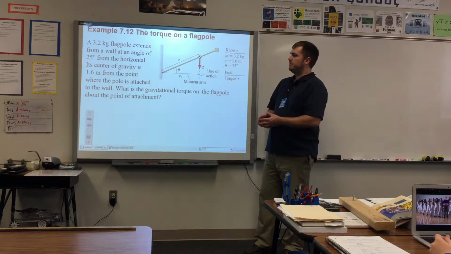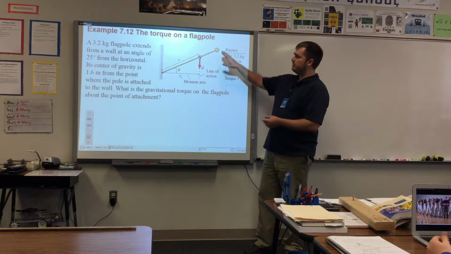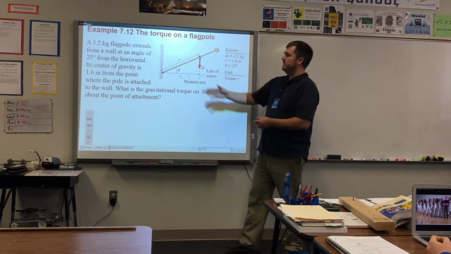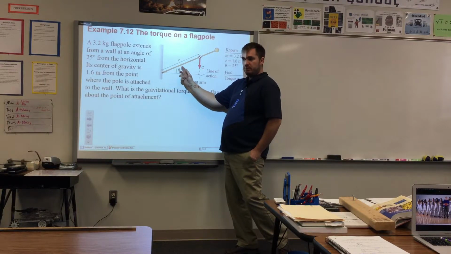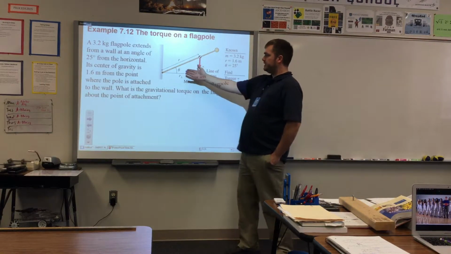We want to hang something up. We want to figure out, we've got a 3.2 kilogram flagpole. It's extending from the wall at an angle 25 degrees from the horizontal. That's normally what we would want to measure, or something easy that we could measure.